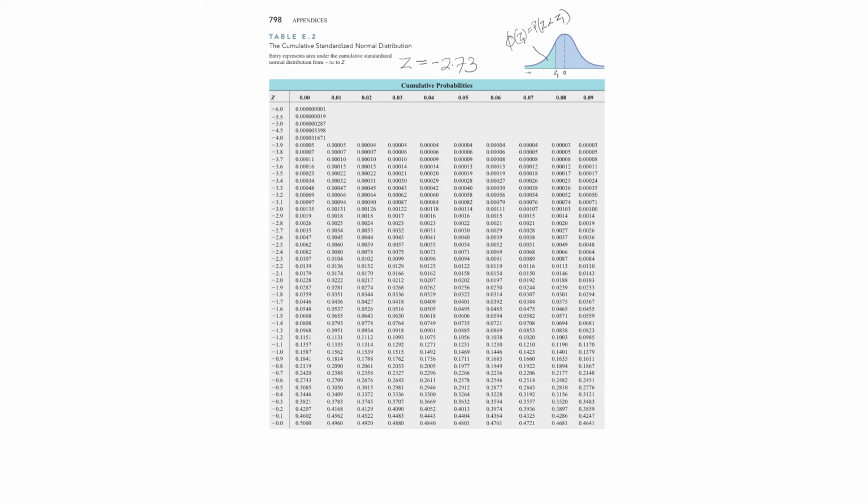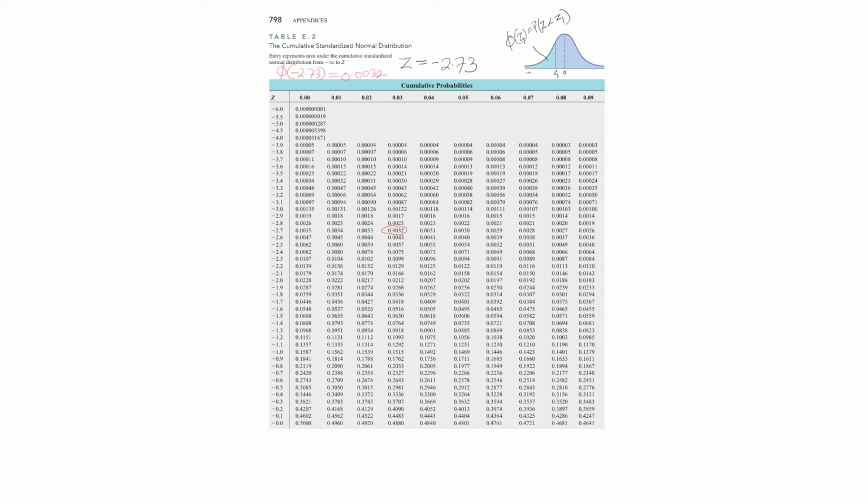Then you look for the second place of decimal. This is 2.70, 2.71, 2.72, and 2.73 is right here. So what I'm looking for is basically this part. I'm looking for that probability, the probability that Z is less than minus 2.73, and the probability is 0.0032. That's what I get from this table.